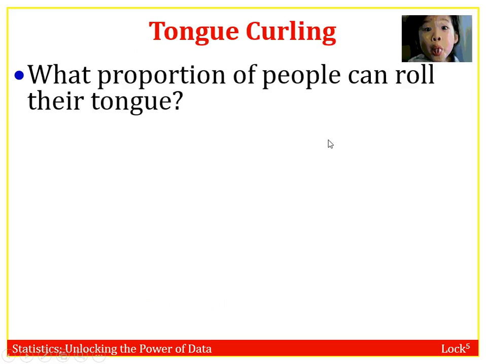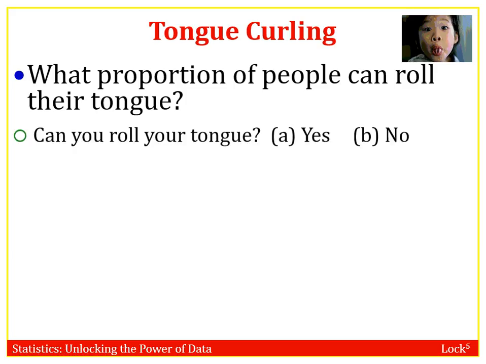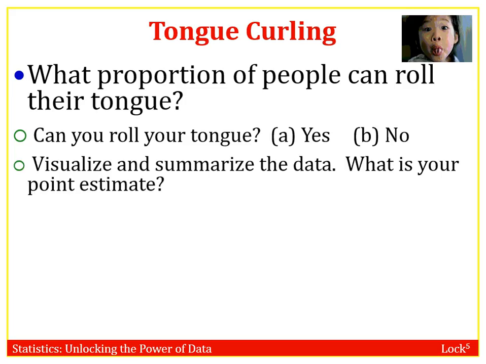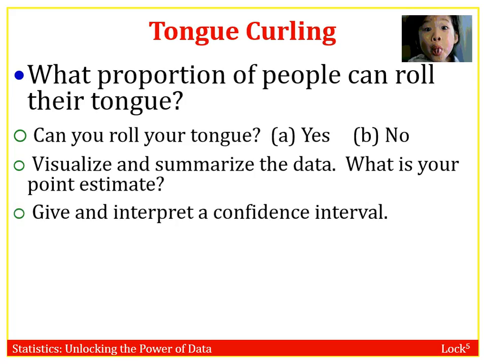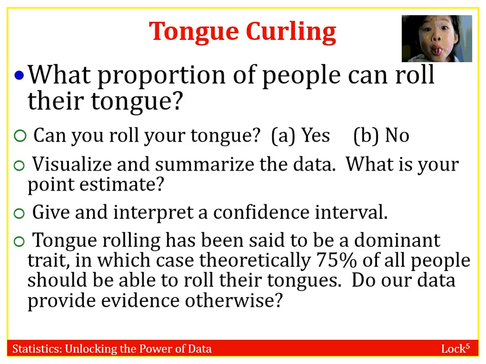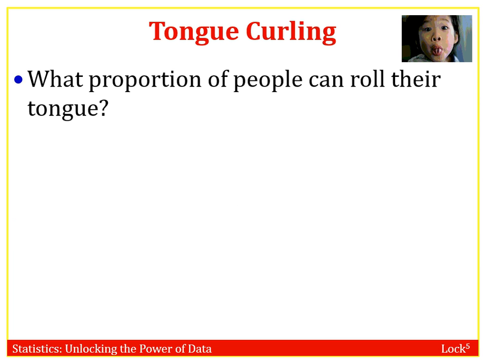So, what proportion of people can curl their tongue? It's either a yes or a no, so we're going to be dealing with a proportion. We want to visualize and summarize our data. We want to give our point estimate. We want to give and interpret our confidence interval. So, theoretically, 75% of the people should be able to roll their tongues. But let's see what happens with the data that we collect.